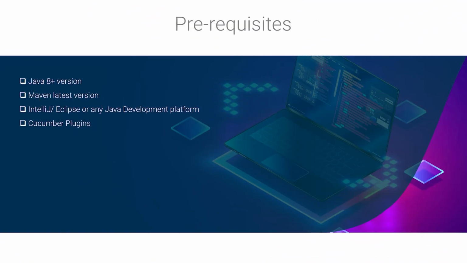There are some prerequisites before starting this course. Ensure you have the following setup. Java 8 plus version is required to run the Karate framework. Maven latest version is required to run it. IntelliJ IDEA or Eclipse or any Java IDE development environment to write and execute tests. Cucumber plugin supports Gherkin syntax, enhancing test writing in Karate.